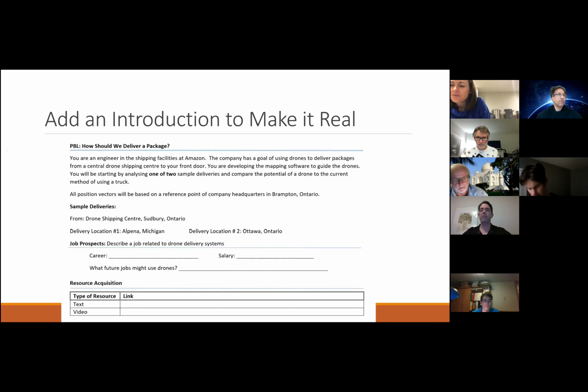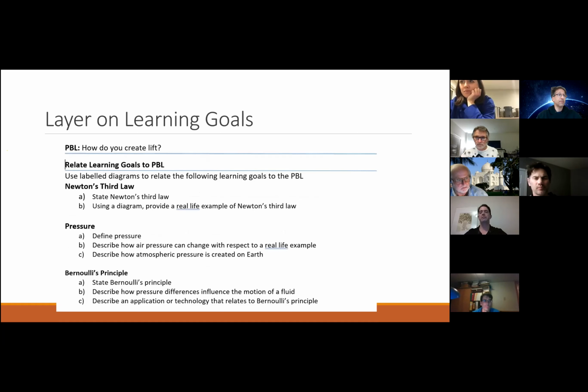So for each of these questions, just to start, I would add a bit of context. The next thing I would do, so for the second assignment, and I would do these for each of the tasks, is layer on learning goals. So how does it relate to the curriculum? The next task, number 2, was how do you create lift? And we have the relationship to, of course, Newton's third law, pressure, Bernoulli's principle, essentially what theory they'll need to know in order to address the problem.